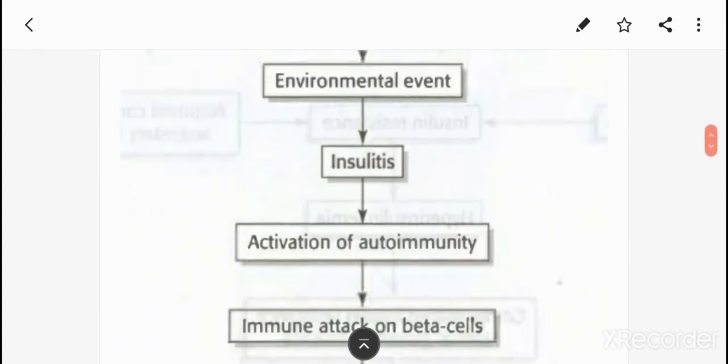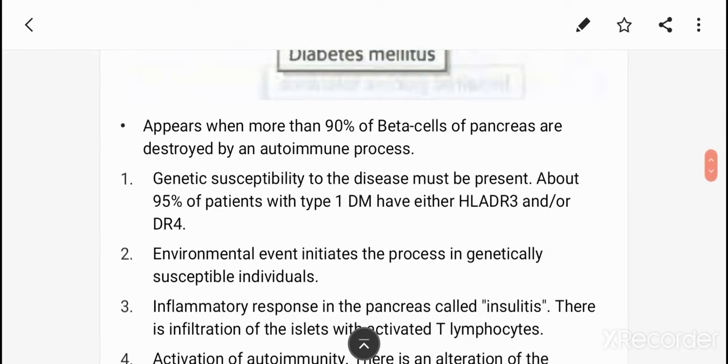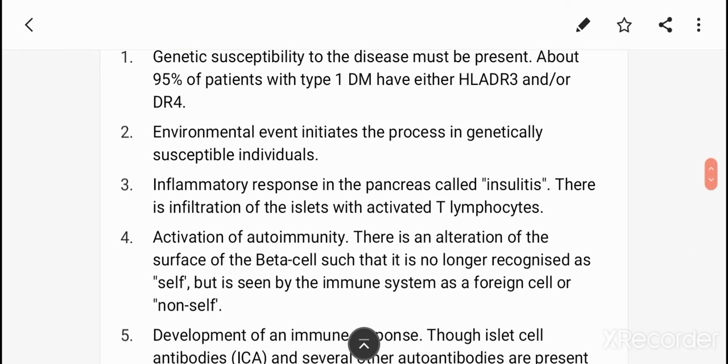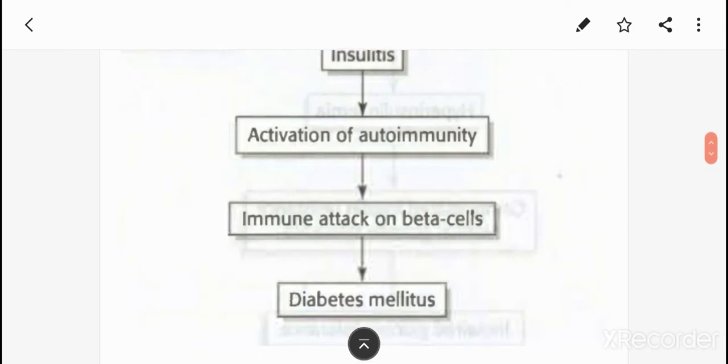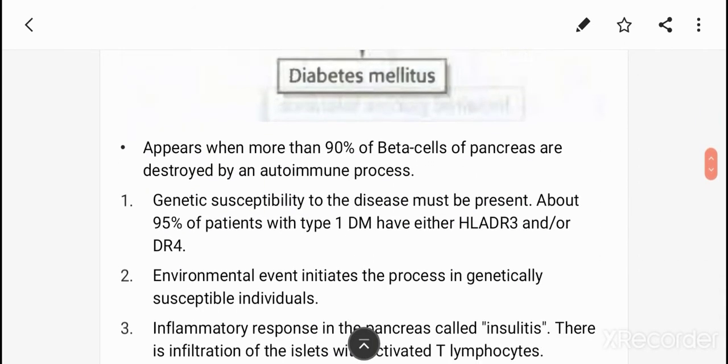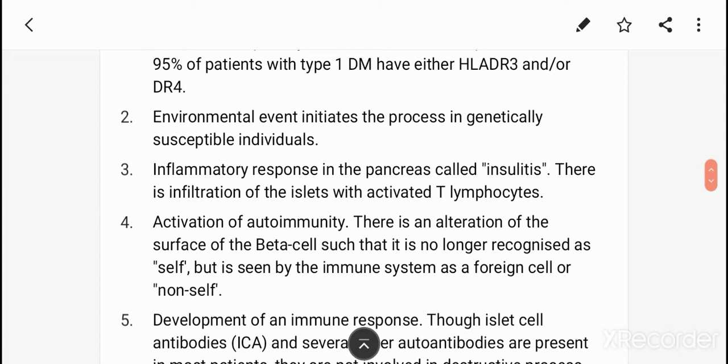Step 3: we have insulitis. What is insulitis? Insulitis is an inflammatory response in the pancreas. There is infiltration of the islets with activated T lymphocytes. What is the fourth step? The fourth step is the activation of autoimmunity. What happens in this step? There is an alteration of the surface of the beta cell such that it is no longer recognized as self, but is seen by the immune system as a foreign cell or non-self. Thus, the immune system attacks it.